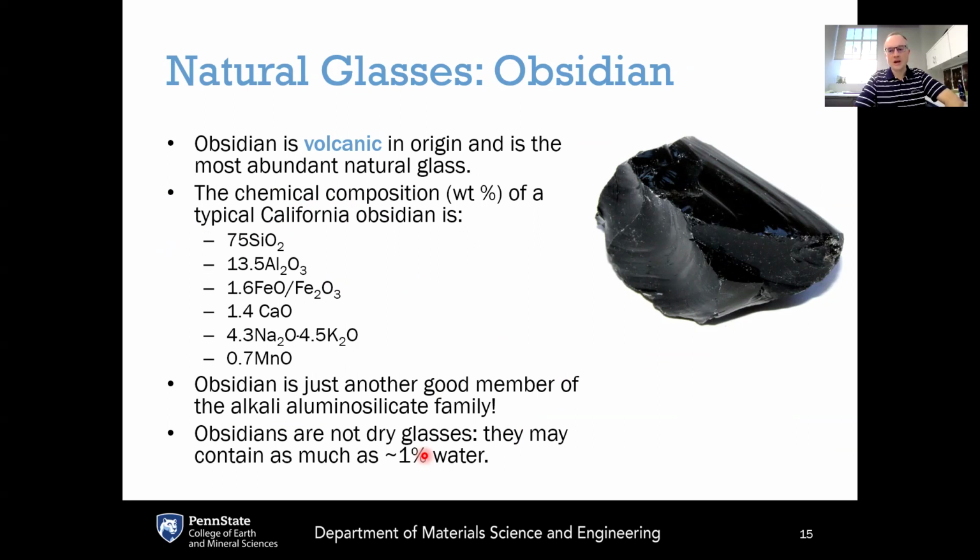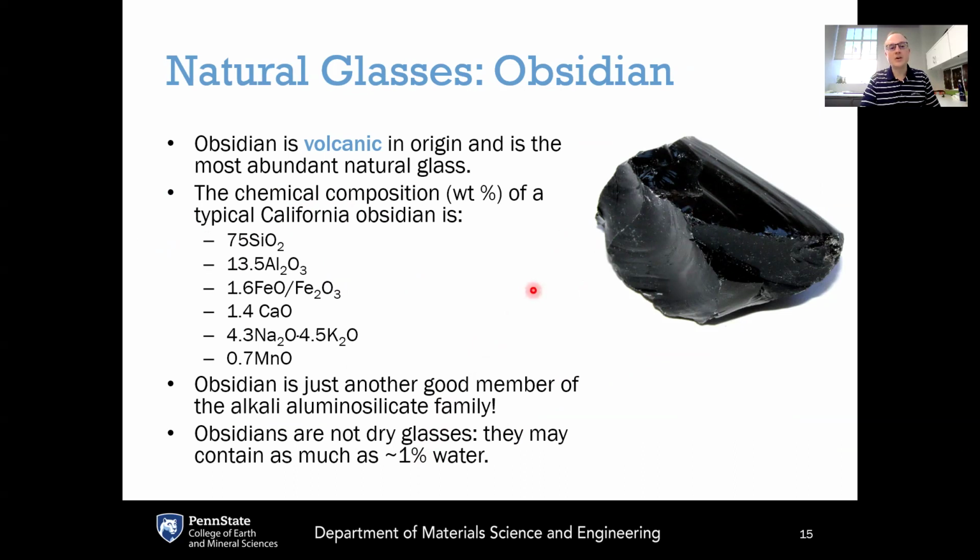I want to spend the latter part of this lecture to cover some naturally occurring glasses. Glasses have existed in nature for as long as the Earth has been around. One of the most common natural glasses is obsidian. Obsidian is volcanic in origin. Here you can see a picture of obsidian. This comes from volcanic eruptions where the lava that comes out is cooled into obsidian, and this is a glassy material.